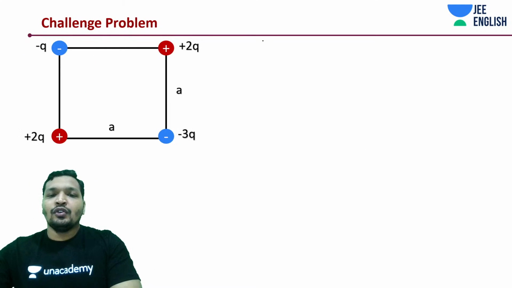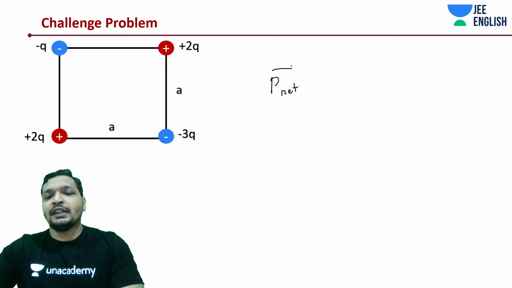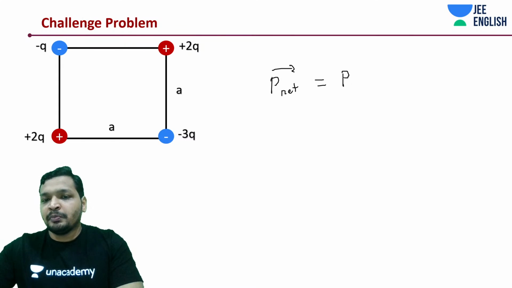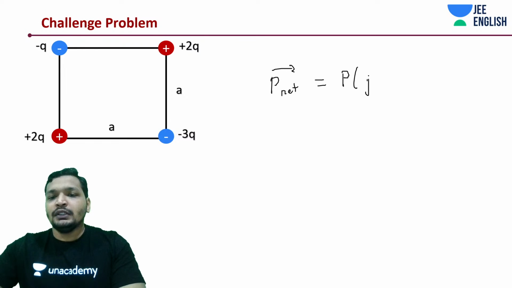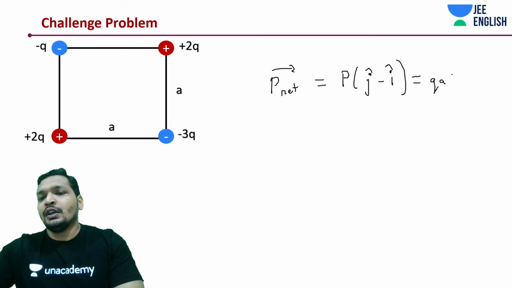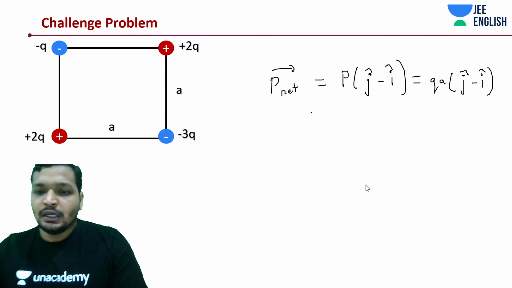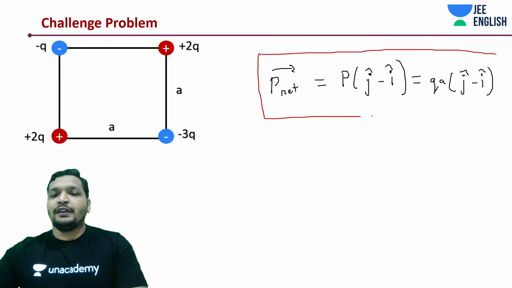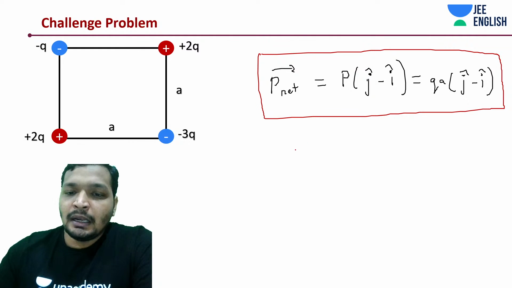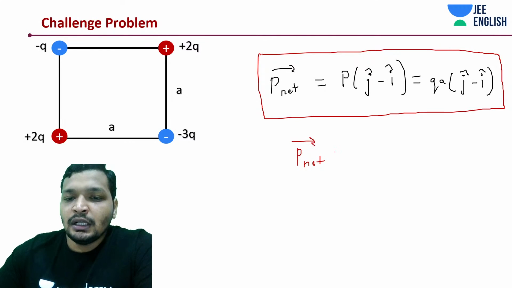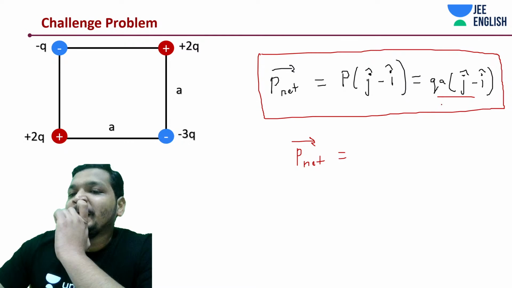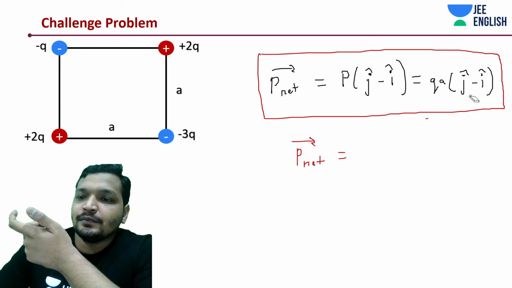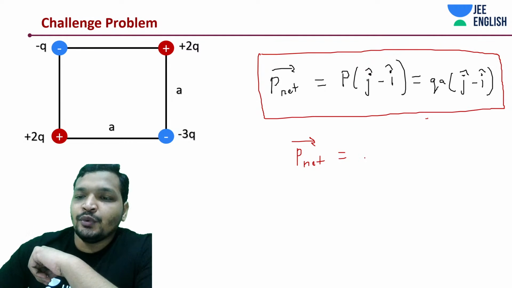It's a simple one. So what was our p net that we derived just from the figure? It said that p net is equal to some p into j minus i. What was p? p was something like q into a into j minus i. We standardly define this p. The answer is given to you, you're going to mark this. But magnitude is being asked, so it's also simple. What should the magnitude of this be? qa into root 2, right? qa root 2.